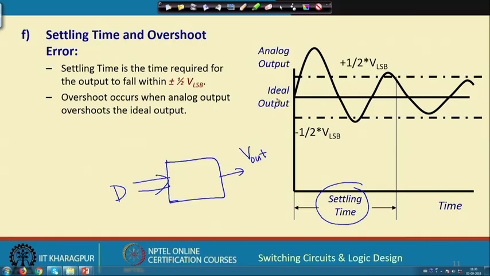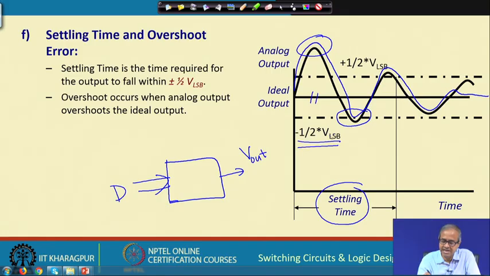Suppose this is the ideal output level. Sometimes the output can go up, go down, again go up and go down before settling down. This is called overshoot, or this part will become undershoot. And settling time is the time after which, even with this overshoot or undershoot, the output value falls within plus or minus half of the step size, the LSB equivalent voltage. So, in this example settling time is up to here.